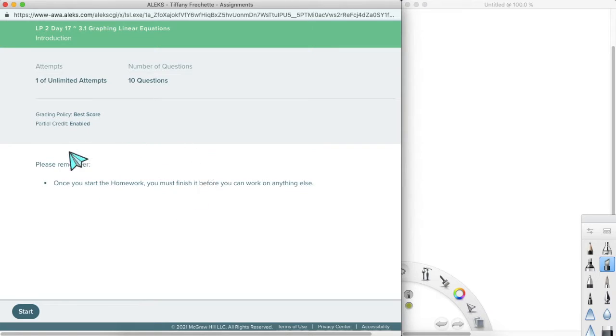So this is a reminder that once you start your homework, you must finish it before you can work on anything else. What this means is if you do not click the submit assignment button that we will see on the next screen, then it will lock you out of all of your other assignments. So always, always, always get in a habit of clicking that submit assignment button. It does not lock out the assignment on you. In fact, it makes sure that all of the other assignments are not locked out on you. So I'm going to go ahead and click start.